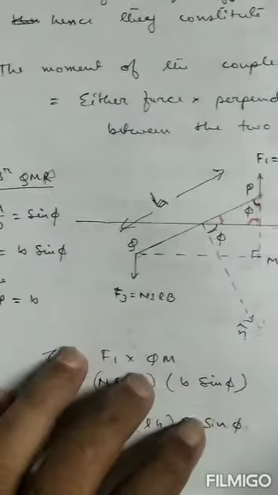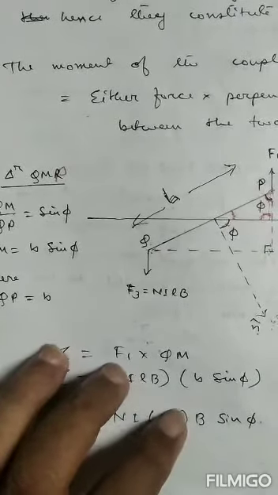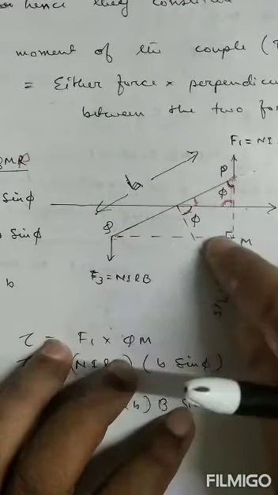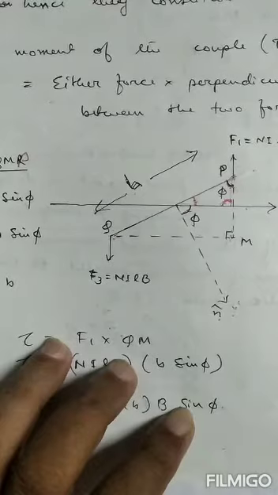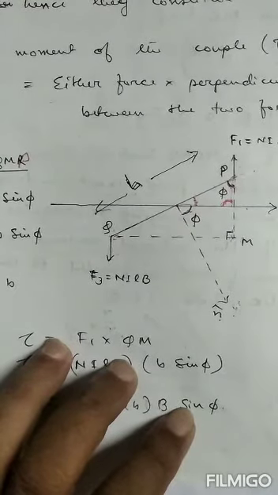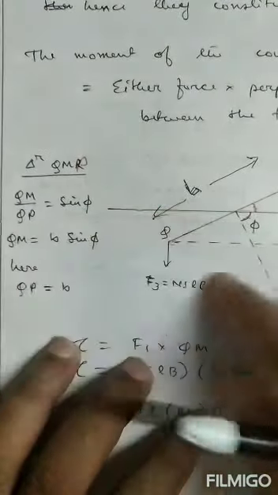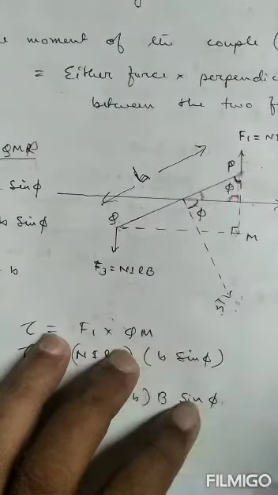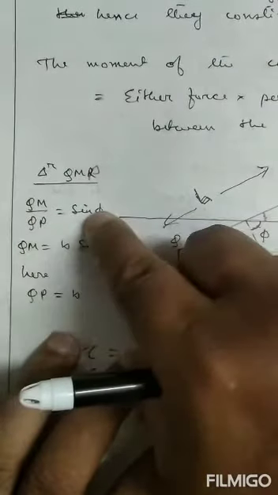So what is perpendicular by base? Perpendicular by base is QM by PM, which is tan phi. Perpendicular by hypotenuse is sin phi. So QM by PQ, where QM is the perpendicular and PQ is the hypotenuse. So QM by PQ is equal to sin phi.